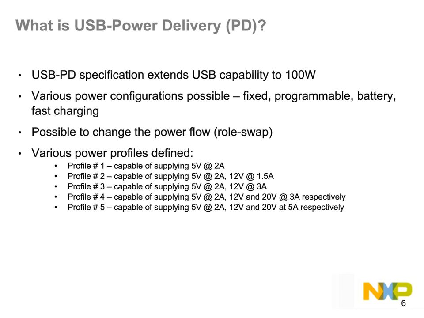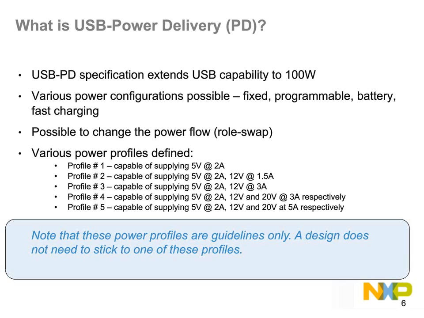Again, one thing to remember here is that these power profiles are only guidelines, and a particular design does not need to stick to one of these discrete profiles. Which means you can always have a system, say, for example, again making up a number, that is not supporting a voltage that I have mentioned here, which is not 5 volt, 12 volts, or 20 volts, and any particular current under 5 amps, you should still be able to support it over your Type-C design.